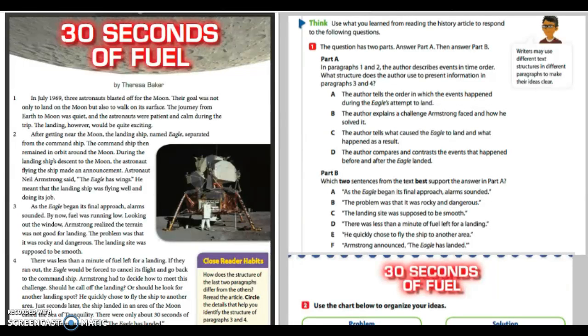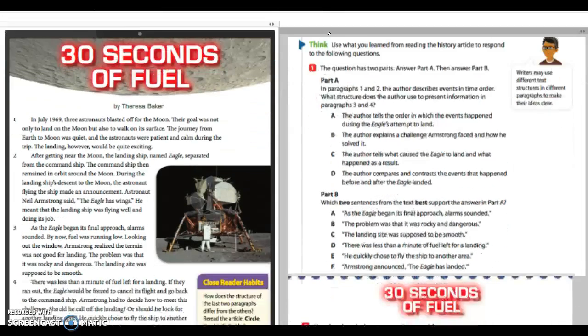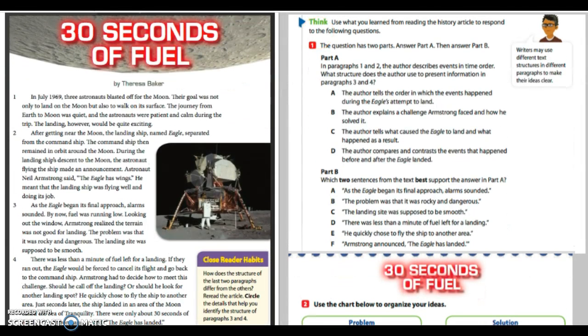So, the first thing we are going to do is, Ellie Girl decided she wanted to help us read. The first thing we're going to do is our unravel. And in our unravel, we are going to underline the title. When we underline the title, it says 30 Seconds of Fuel.